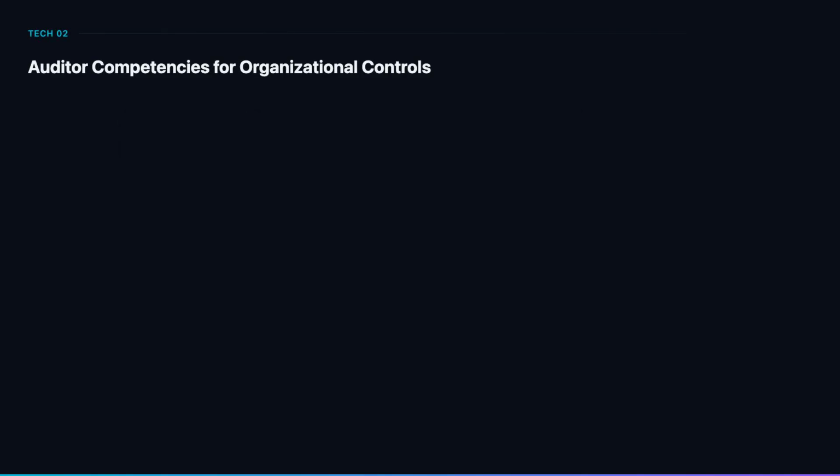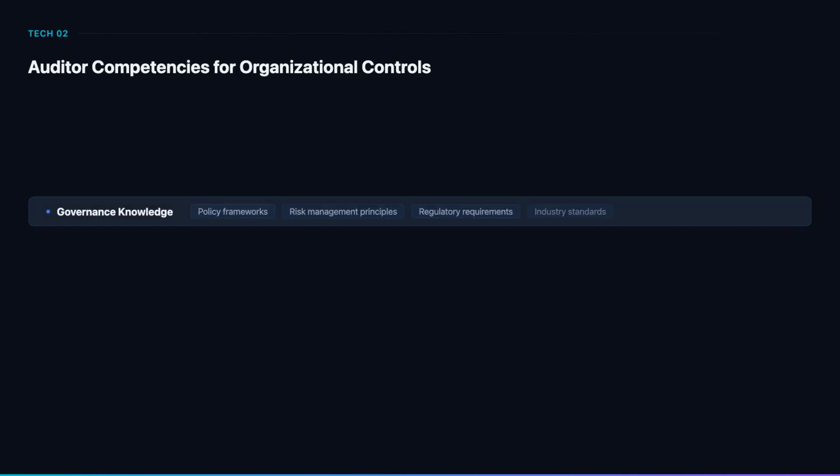Auditing organizational controls requires a specific blend of governance knowledge and interview skills. You need strong governance knowledge to audit organizational controls effectively. Understand how policy frameworks should be structured and cascaded through an organization. Know risk management principles so you can evaluate whether risk-based decisions are sound. Be familiar with regulatory requirements that drive specific controls. And understand industry standards and benchmarks that define good practice.